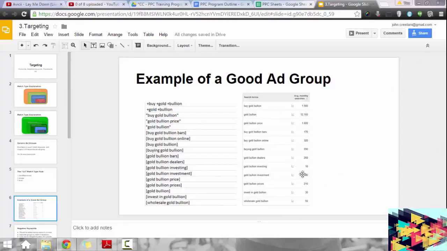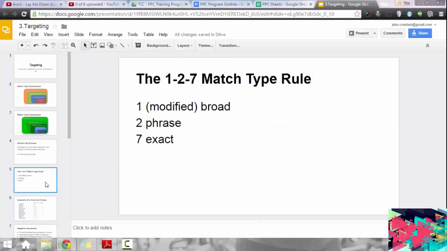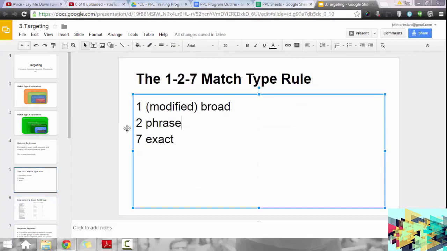Notice these are not as popular terms, but I'm still capturing them by having them in exact match. But I still have those same terms, such as gold bullion, in modified broad, phrase, and exact match, because it's that important. That's our root keyword: modified, two phrase around the root, etc.